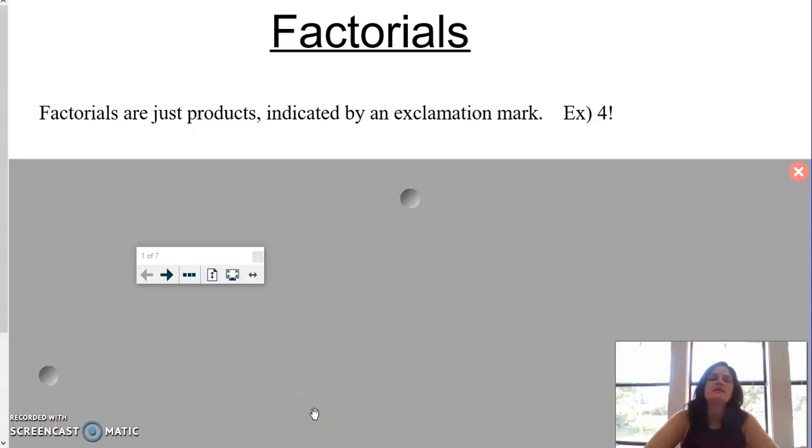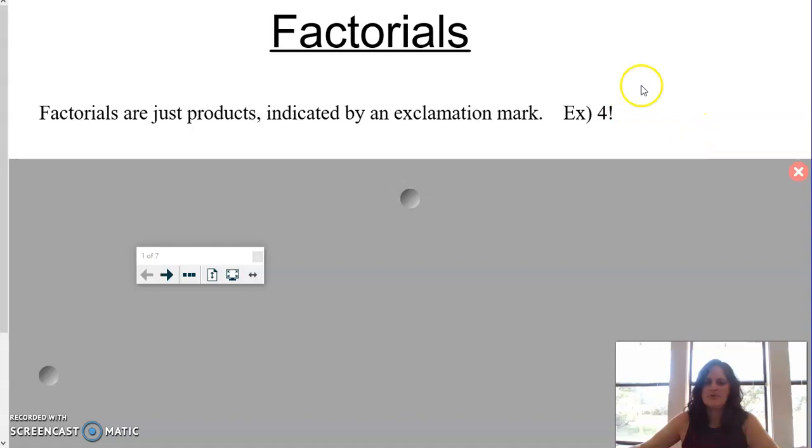Hi guys, today's lesson is going to be on something called factorials. Factorials aren't super complicated, but they're really useful for things like counting, like our fundamental counting principle, and they're used in probability quite a bit. So all they are are products, meaning multiplication, and they're indicated by an exclamation point.